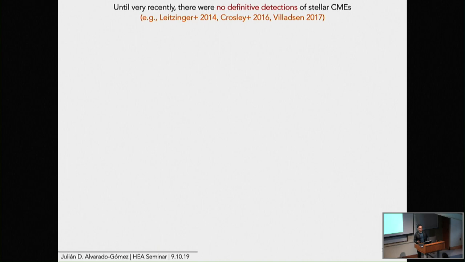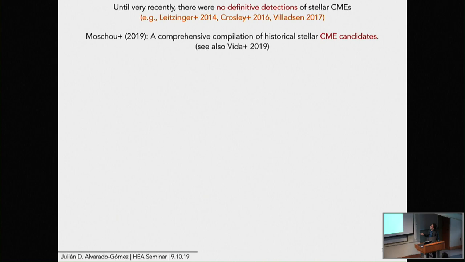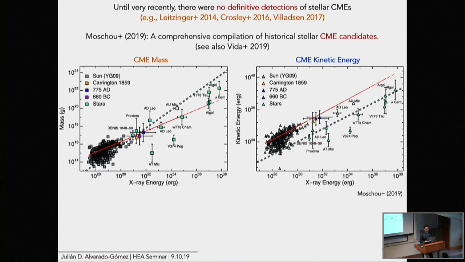You see thousands of flares, and it would be natural to already have observed a lot of CMEs, but this is not the case. Until very recently, we had no detections of coronal mass ejections in stars, and we have been looking for them. So actually, Sophia did this year a comprehensive compilation of all the candidates, and these are two plots from her paper, which you're seeing, again, the mass of the CME against the same kind of measurement of X-ray energy of the flare, and this is the kinetic energy.